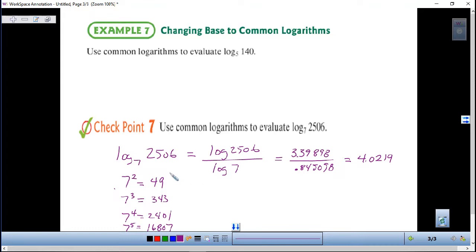Now, guys, you don't have to always do this, but you should always think about how that actually works, because that's going to increase your understanding of it. And if you can see that, hey, that makes sense, because 7 to the 4th is 2401, but 7 to the 5th is 16,000 something, then for 2506, the log base 7 should be raised to a power that's much closer to 4 than it is to 5. And we find that out with our calculations here.